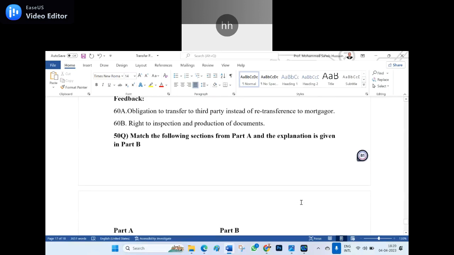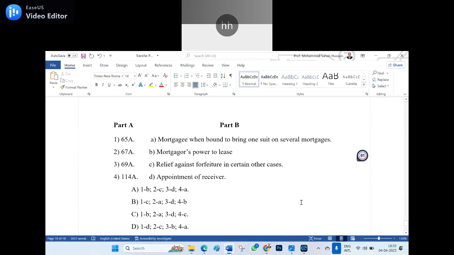Now, 50, match the following: section in part A and the explanation given in part B. Part A: 1, 65 capital A; 2, 67 capital A; 3, 69 capital A; 4, 114 capital A. Part B: A, mortgagee when bound to bring one suit on several mortgages; B, mortgagor's power to lease; C, relief against the forfeiture in certain other cases; D, appointment of receiver. Options. A, 1B, 2C, 3D, 4A. B, 1C, 2A, 3D, 4B. C, 1B, 2A, 3D, 4C. D, 1D, 2C, 3B, 4A. B, sir, 1C, 2A, 3D, 4B.